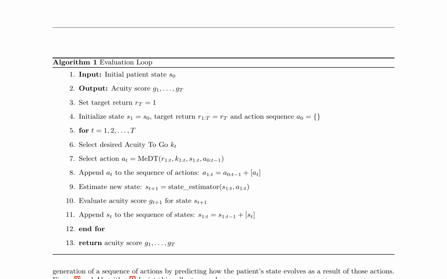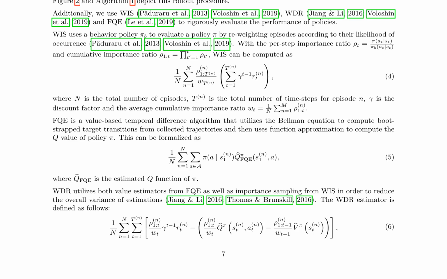The algorithm also utilizes three evaluation methods: weighted importance sampling, WIS, weighted doubly robust, WDR, and fitted Q evaluation, FQE. WIS uses a behavior policy pi b to evaluate a policy pi by reweighting episodes according to their likelihood of occurrence. The WIS estimator is computed using the per-step importance ratio rho t and cumulative importance ratio rho 1 to t.